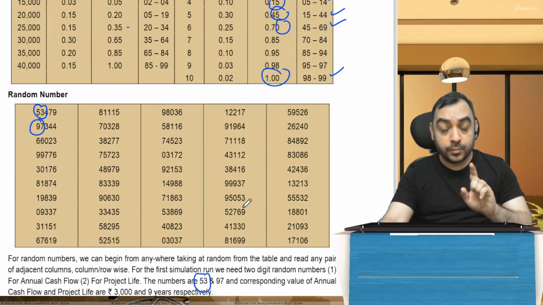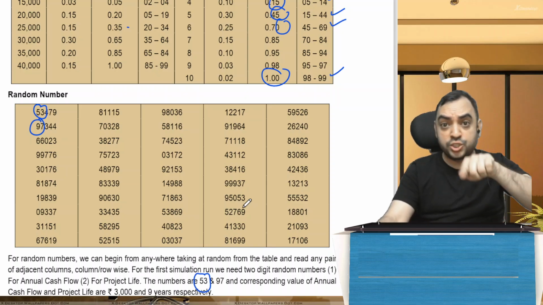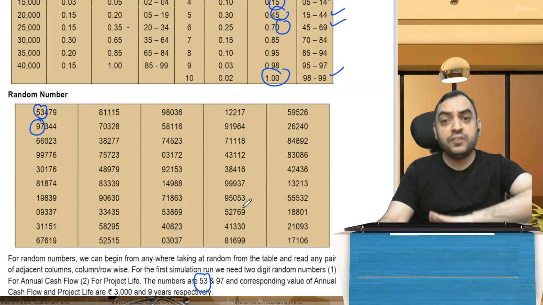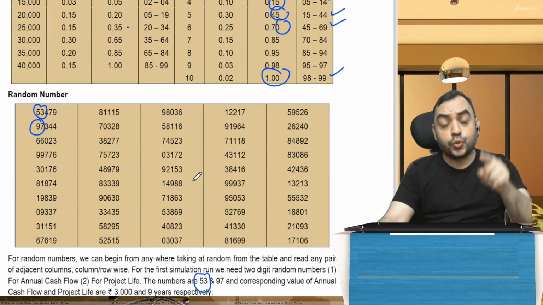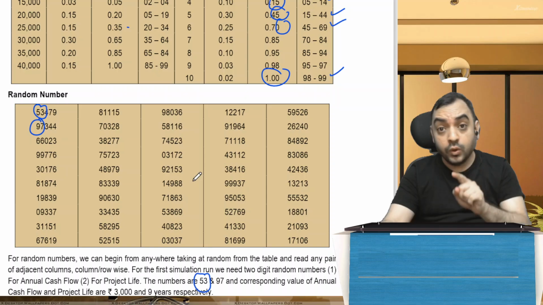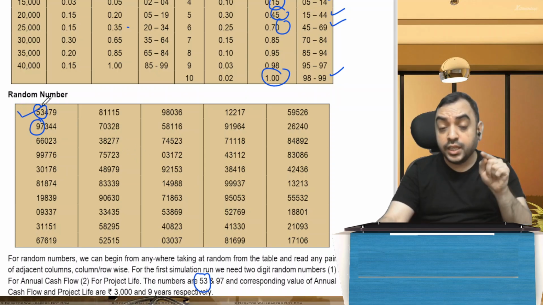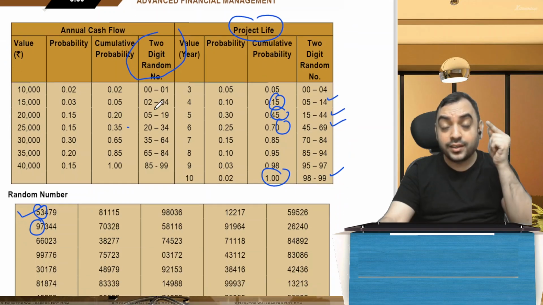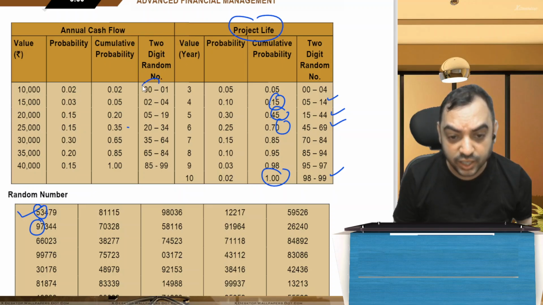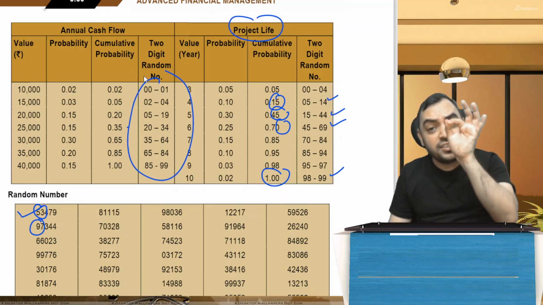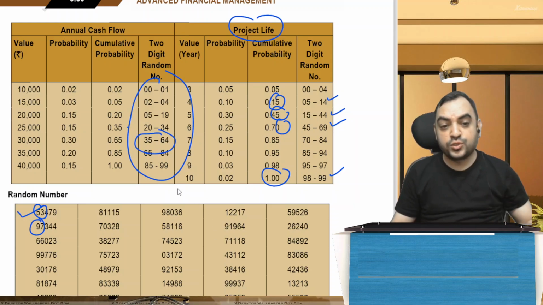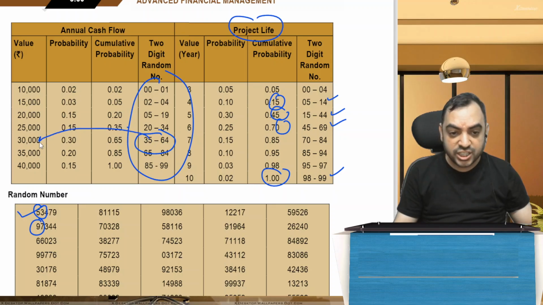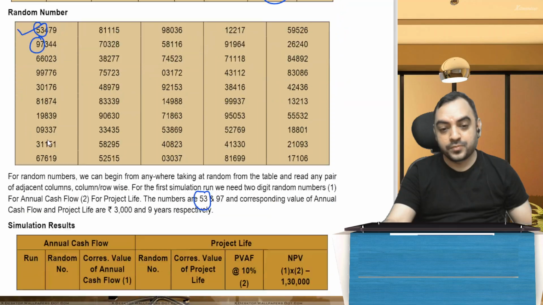So how do you select? Once I have a random number, in the exam they should give you this random number. They can't leave it for you to select. They will give you the random number for each simulation trial. Once the random number is known, like 53 in this example, you go back to that random number interval and see where 53 comes. 53 comes between 35 to 64.